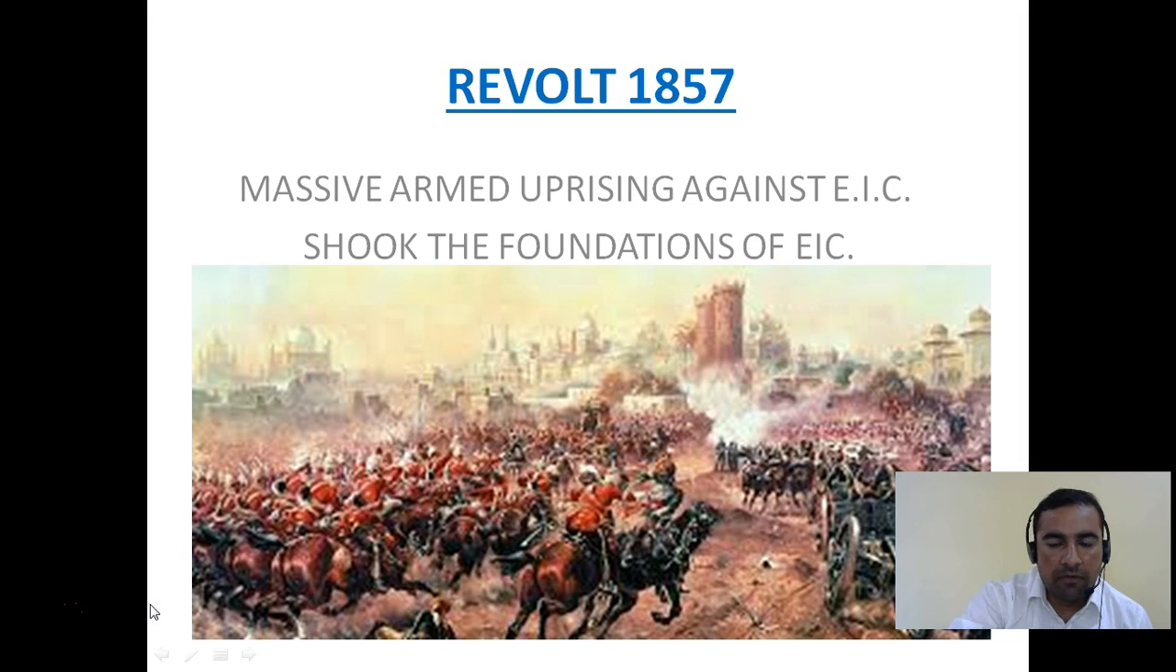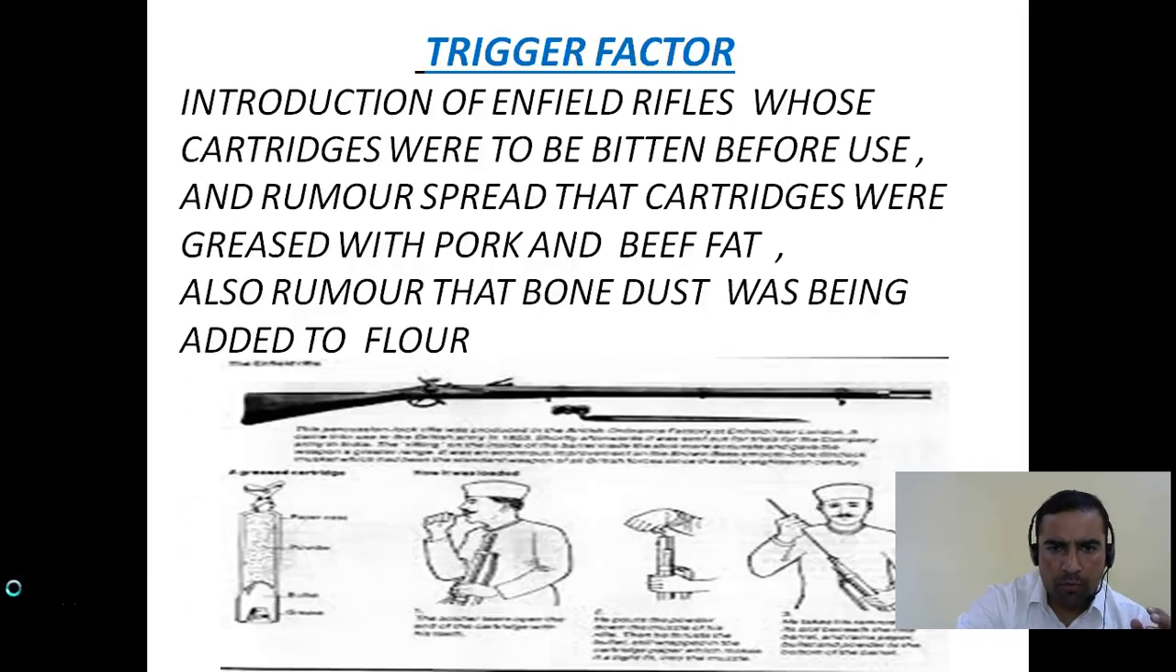Okay. Revolt of 1857. If I'm to tell you simply what it is, it was a massive armed uprising against the East India Company, and it shook the foundations of the very strong East India Company. The important thing is that something like this had never happened in India. It was unprecedented, and it was the first massive nationalistic challenge to the East India Company. Okay, so it was a massive uprising.